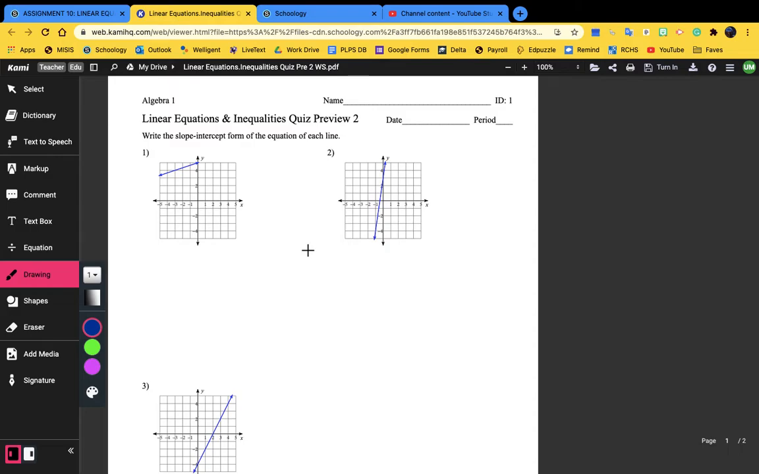All right, kiddos, here we are. We are doing the linear equations and inequalities quiz preview number 2, as we are preparing for the upcoming quiz on linear equations and inequalities. Why do I keep making that mistake?